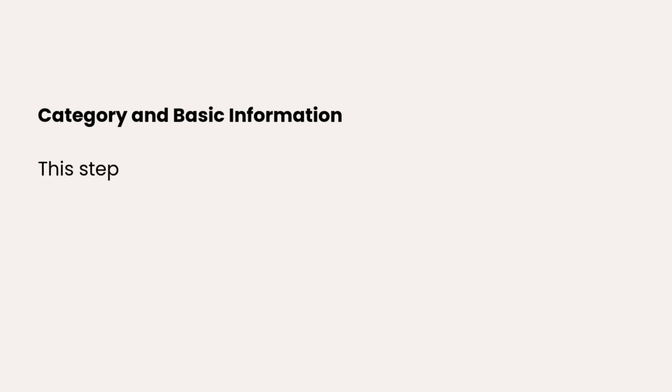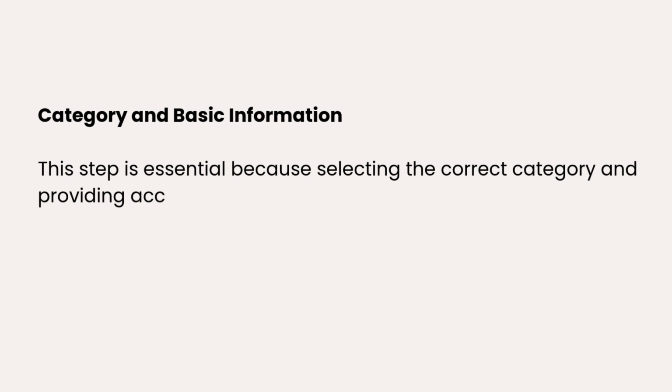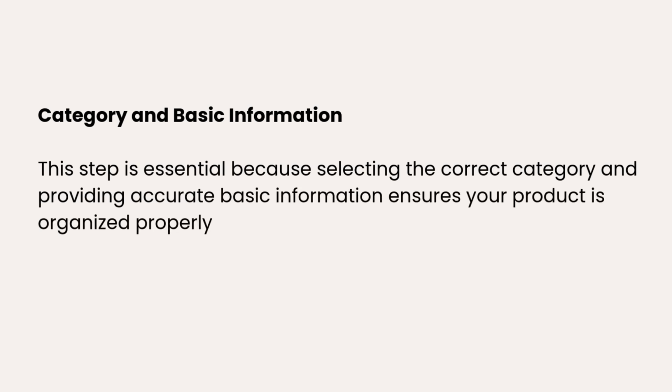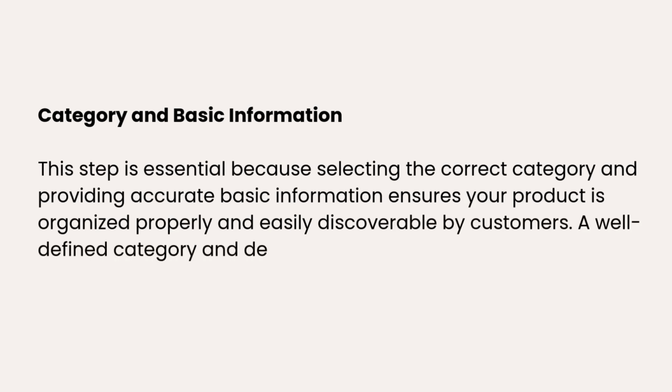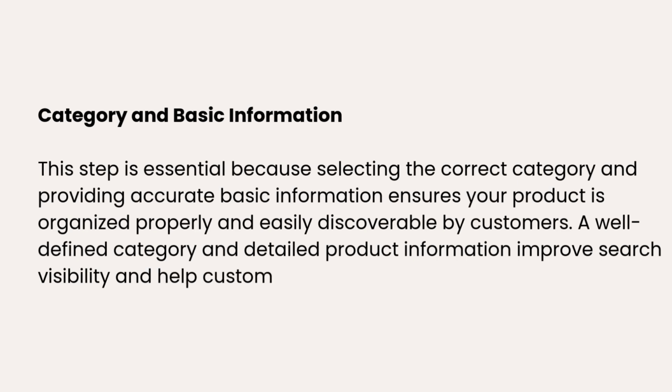Category and basic information. This step is essential because selecting the correct category and providing accurate basic information ensures your product is organized properly and easily discoverable by customers. A well-defined category and detailed product information improve search visibility and help customers find exactly what they're looking for.